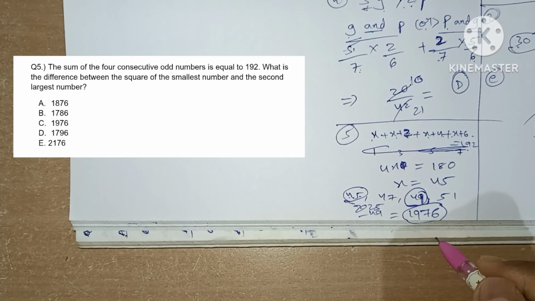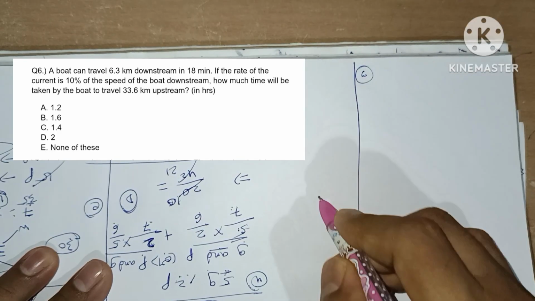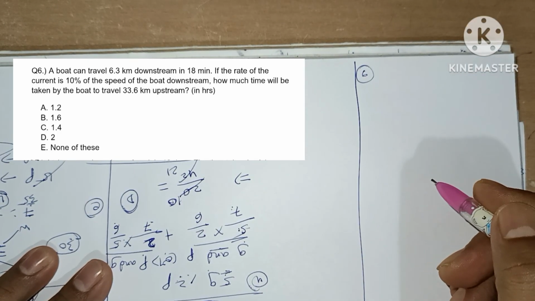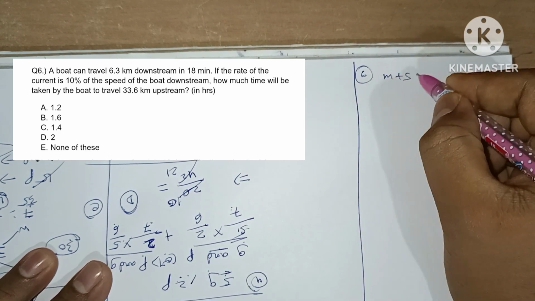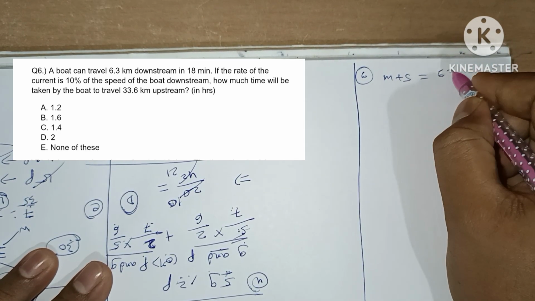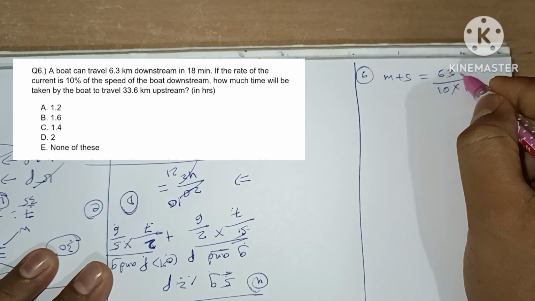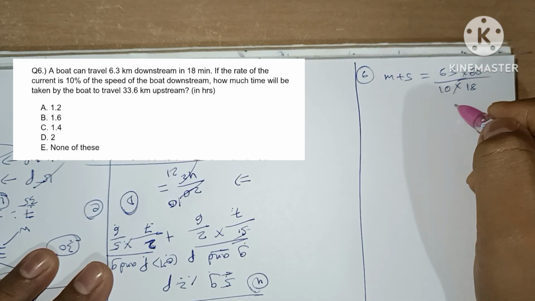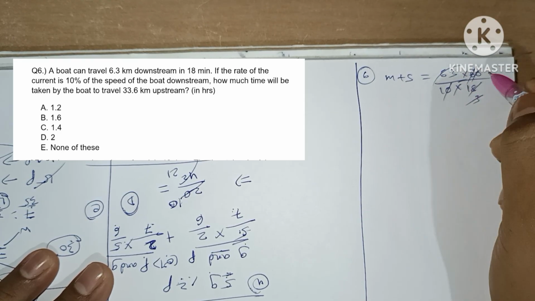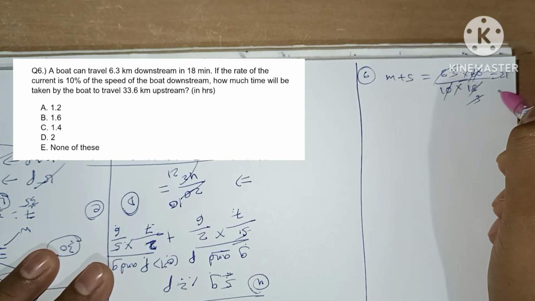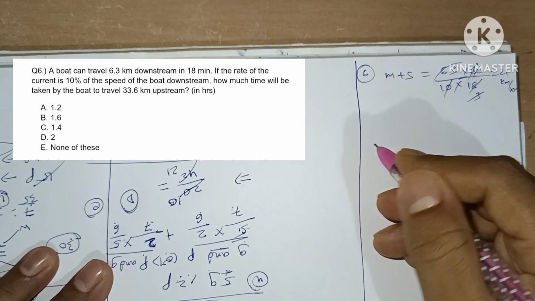So option C is our answer. Now question number 6. A boat can travel 6.3 kilometers downstream in 18 minutes. So downstream speed is equal to 6.3 kilometers, 18 minutes means 18 divided by 60 hours. So 6.3 times 60 divided by 18 is 21 kilometers per hour for m plus s.